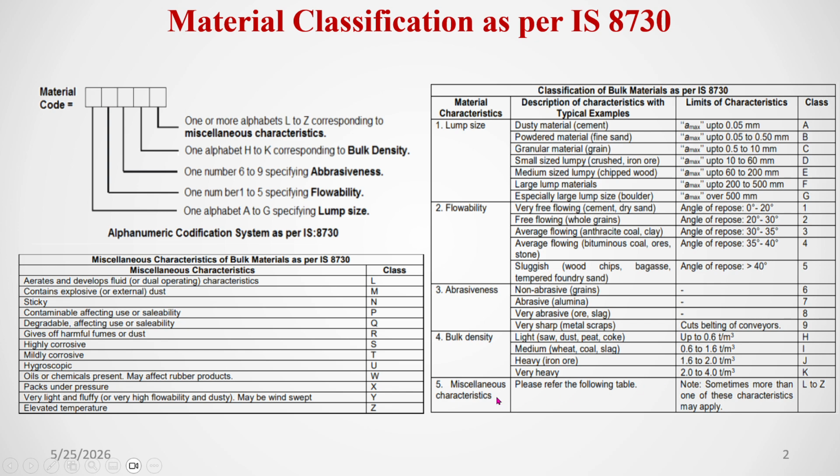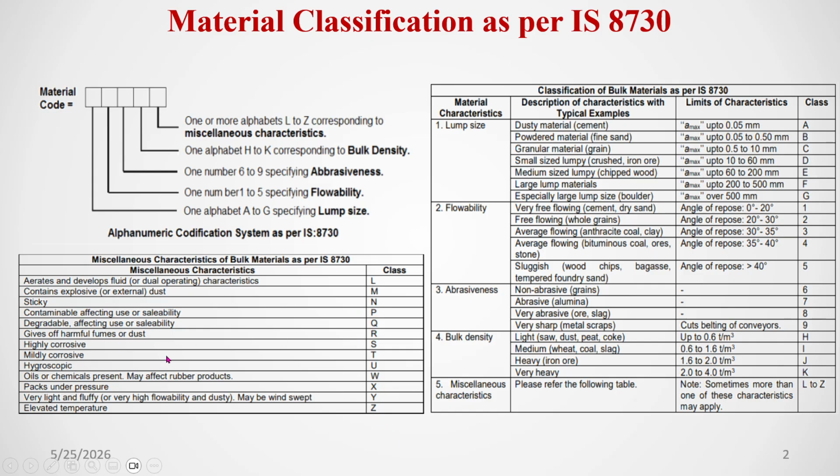The last is the miscellaneous characteristics. Materials that are aerated and develop fluid are denoted by L. Materials containing explosive or exterior dust are M. Sticky material is N. Contaminable materials, affecting use or solubility, are P. Like this, it goes up to Z.